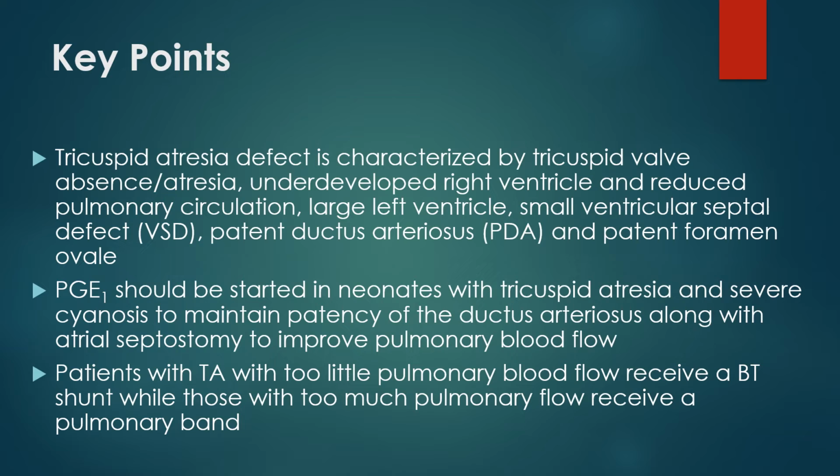Atrial septostomy is also a very nice trick to improve pulmonary blood flow. And then finally, patients with TA with too little pulmonary blood flow receive a BT shunt, while those with too much pulmonary blood flow receive a pulmonary band.